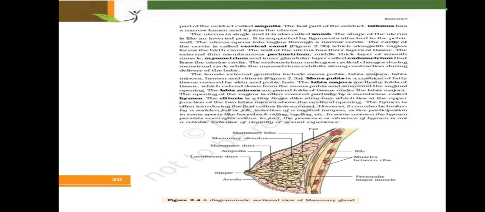The female external genitalia include mons pubis, labia majora, labia minora, hymen, and clitoris, Figure 2.3a. Mons pubis is a cushion of fatty tissue covered by skin and pubic hair, and the labia majora are fleshy folds of tissue which extend down from the mons pubis and surround the vaginal opening. The labia minora are paired folds of tissue under the labia majora.